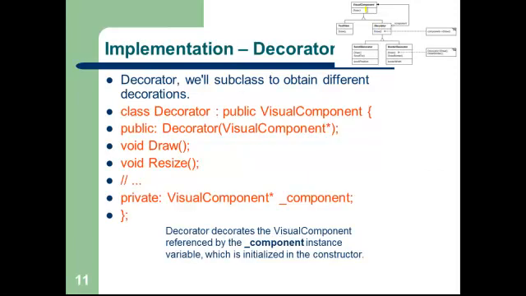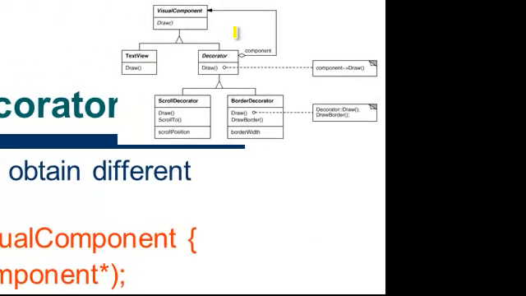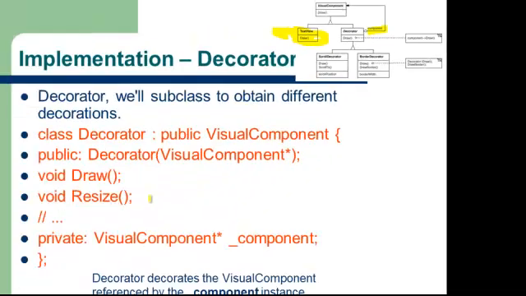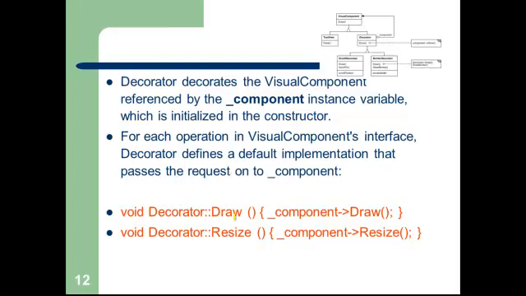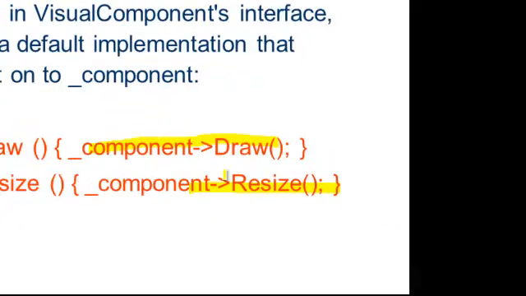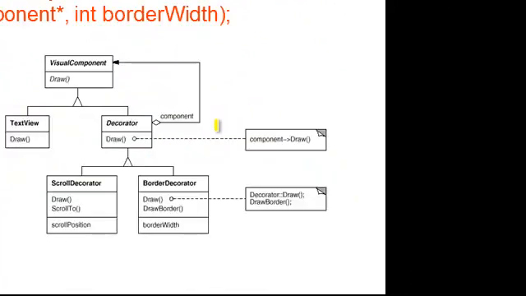And then we have the decorator, which extends the visual component. It maintains a component object reference to the actual component, the basic object, the concrete object, the core object, without any decorations. And then we'll add some decorations when need be. Notice that the decorator can draw the component first, which is this one, and then it can operate on it. It can resize it.